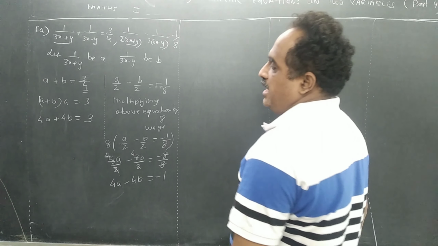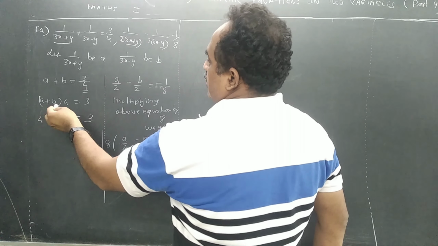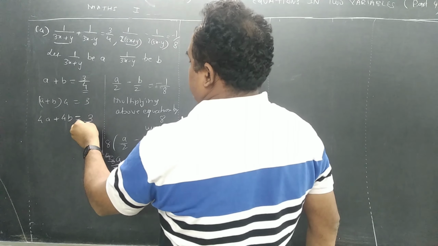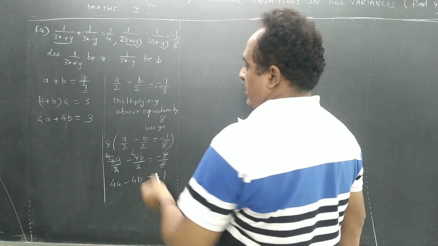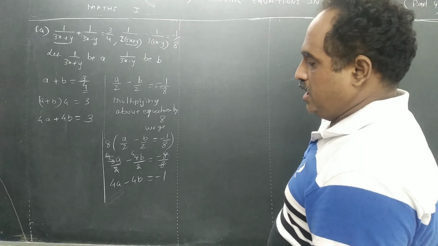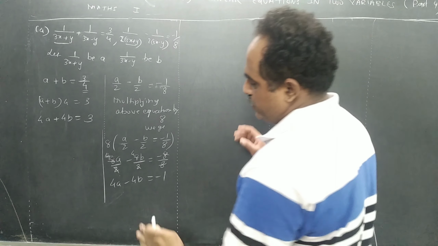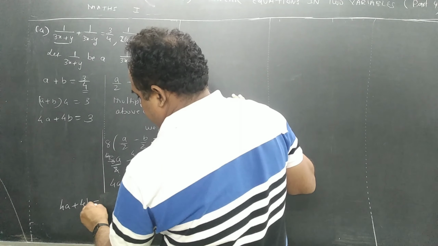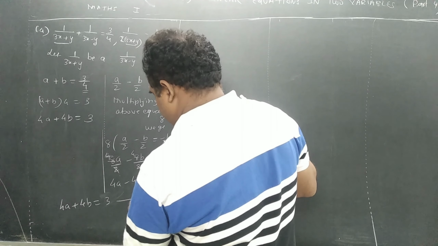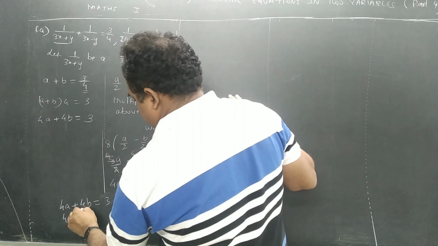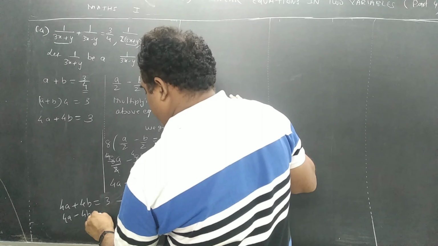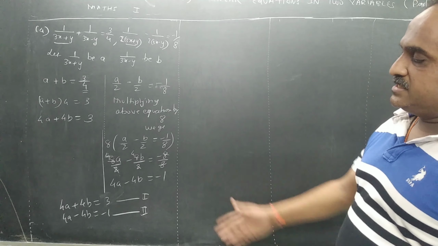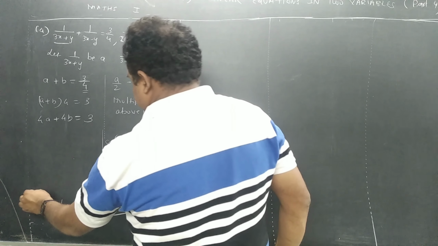See once again. Here if I cross multiply it, what did I get? 4A plus 4B is equal to 3. And here if I cross multiply it, 4A minus 4B is equal to 1. So 4A plus 4B is equal to 3 is equation 1, and 4A minus 4B is equal to minus 1 is equation 2. Now these are linear equations. Now you can do it easily.